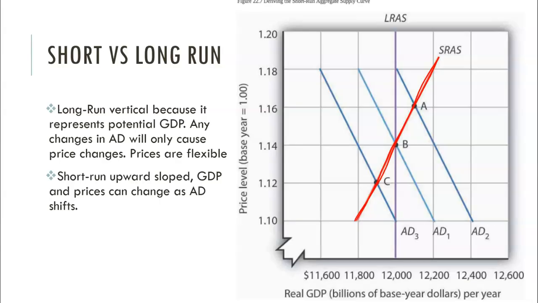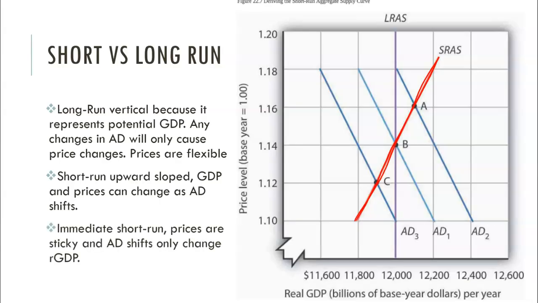There's also a difference in time period. So the short run of today is the long run of tomorrow. So we might be in the long run today of the short run in the past. So you can simultaneously have short run and long run happening at the same time. In the immediate short run, we're going to say that prices are sticky and aggregate demand shifts will only change real GDP and not the price level.